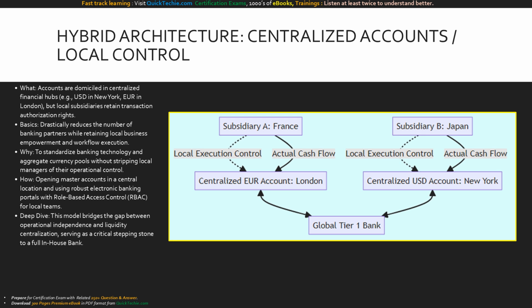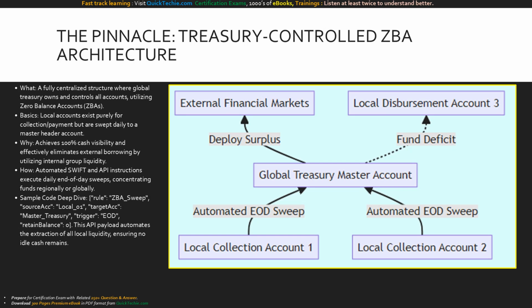But the solid lines represent the actual cash. The cash is now pooled by currency in global financial hubs. Both pools link to a single, global Tier 1 bank. This architecture instantly gives the global treasurer visibility and leverages massive economies of scale. We now arrive at the pinnacle of account design: treasury-controlled centralized accounts, powered by zero balance accounts or ZBAs.